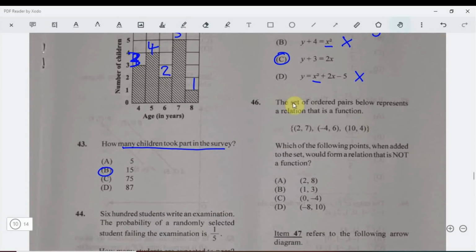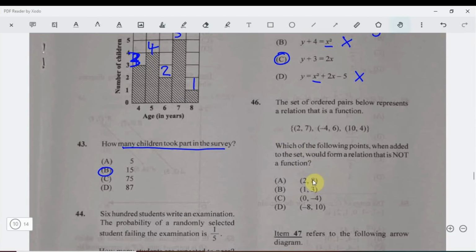Question 46. It says a set of ordered pairs below represents a relation that is a function. Which of the following points, when added to the set, would form a relation that is not a function? So which of the points, if you add it to the set, would not make it a function? So let's see.